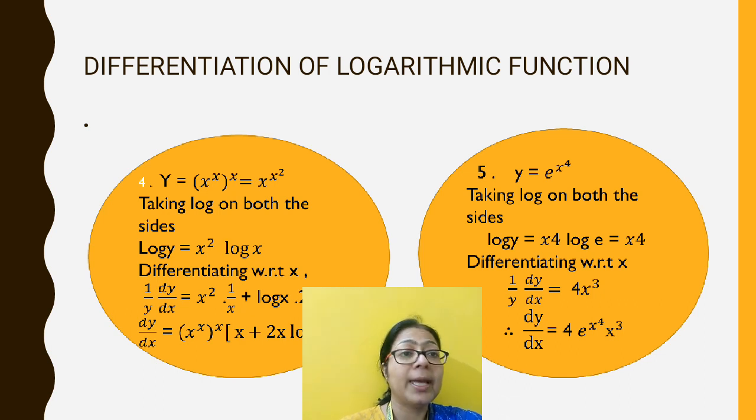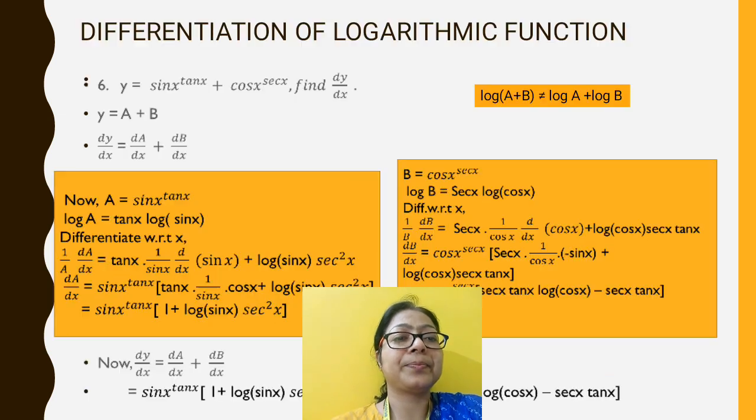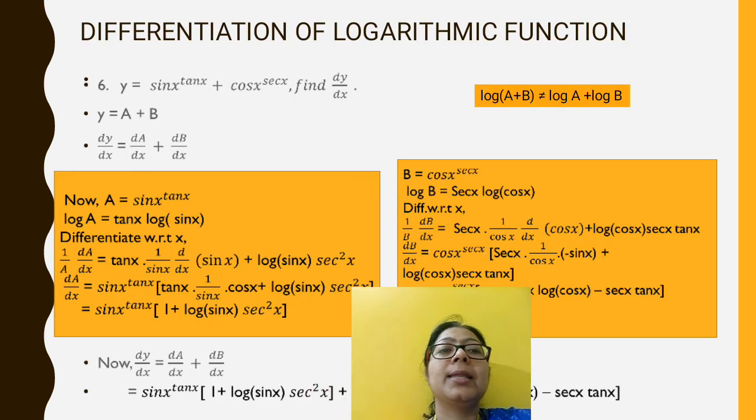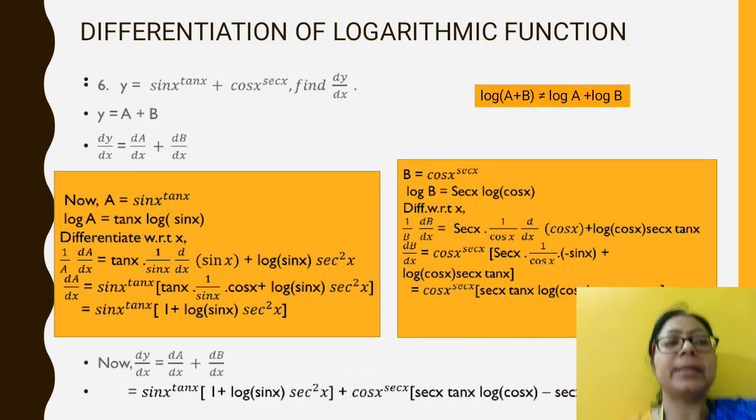Next part, y is equal to e to the power x to the power 4. Then taking log on both the sides, x to the power 4 will come front, log e means 1. So log y is x to the power 4. Here 1 by y dy dx on the left hand side is equal to right hand side only 4x cube. So y should be multiplied, that means e to the power x to the power 4 into 4x cube, or 4 can come front. This is also a very important sum.